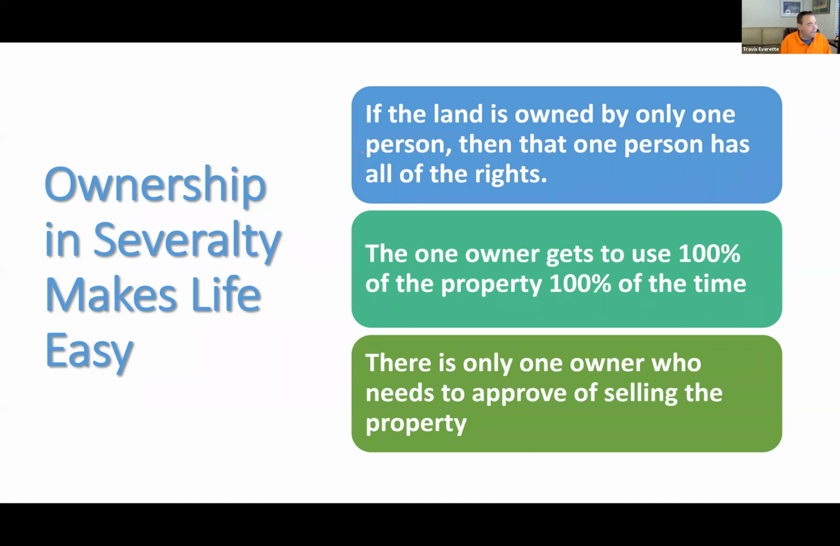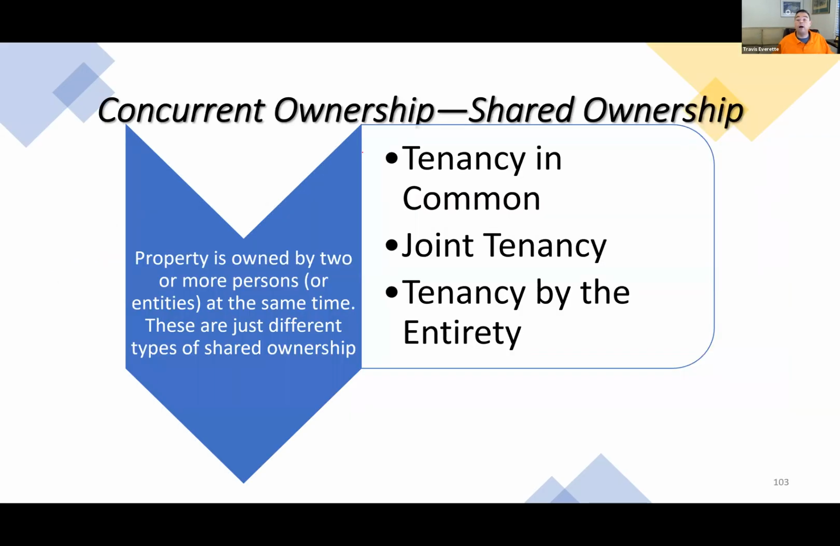They can sell it by themselves because they're the only owner. They don't need to talk to anybody else. They don't need to get anybody else's permission. They don't need anybody else to weigh in on the decision making. All of that stuff becomes really straightforward when it's ownership in severalty. It's when you start to share that ownership, when you get more than one person involved, that things start to get much more complex and confusing.